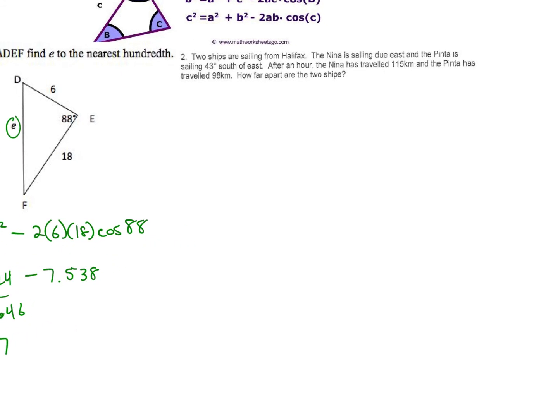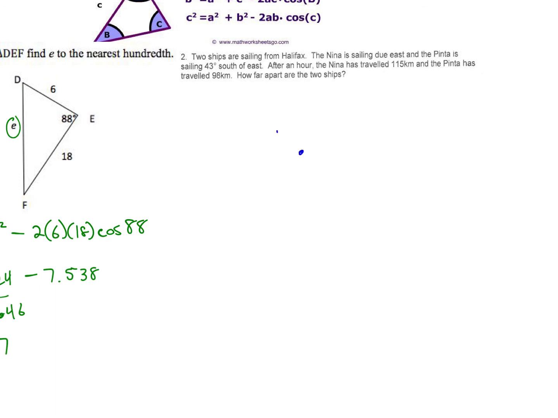Now, let's take a look at this one. Yes, the dreaded word problems. Things you've got to start organizing in your head. I understand. Two ships are sailing from Halifax. The Nina is sailing due east, and the Pinta is sailing 43 degrees south of east. After an hour, the Nina has traveled 115 kilometers, and the Pinta has traveled 98 kilometers. How far apart are the ships?